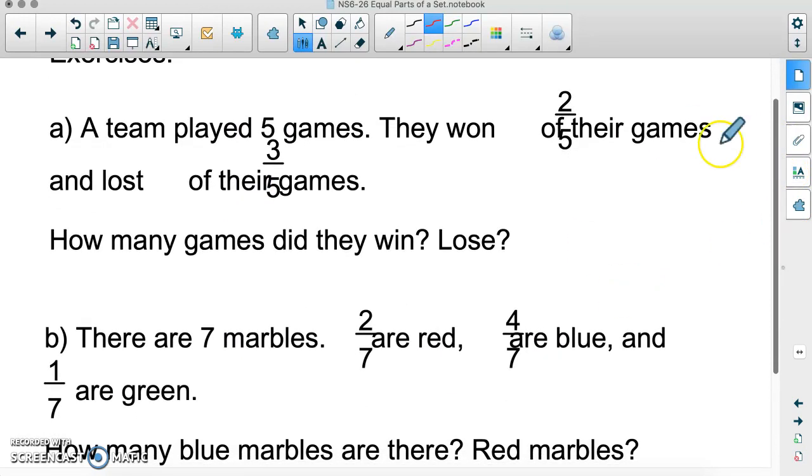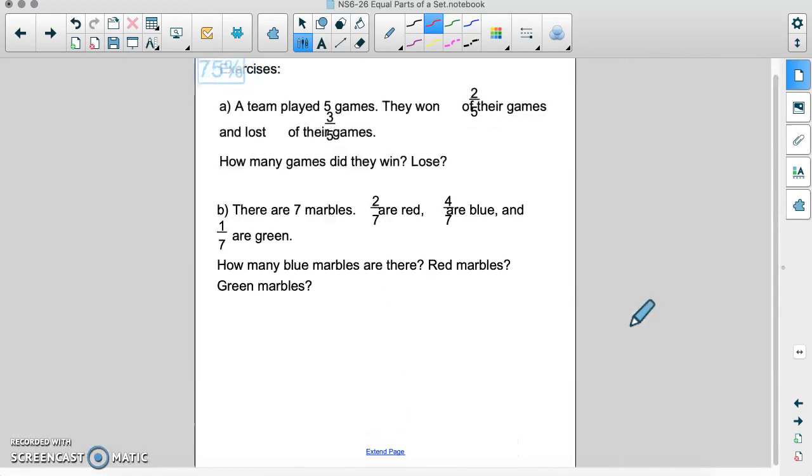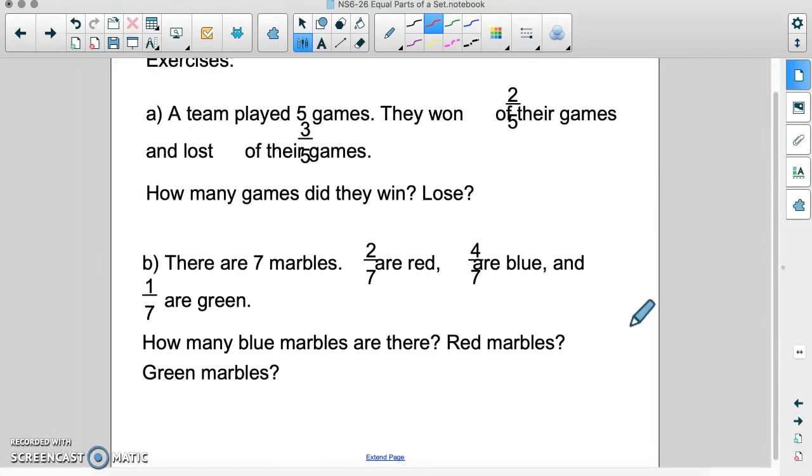Here's some questions for your whiteboard to try and solve, and then resume for the answers. A, a team played 5 games. They won 2 out of 5 of their games and lost 3 out of 5 of their games. How many games did they win, and how many games did they lose? B, there are 7 marbles. 2 out of 7 are red, 4 out of 7 are blue, and 1/7 are green. How many blue marbles, red marbles, and green marbles are there?